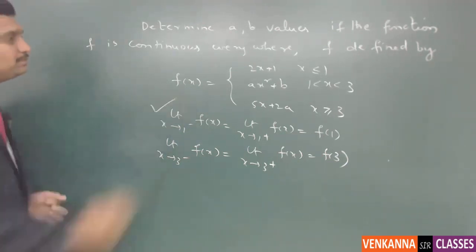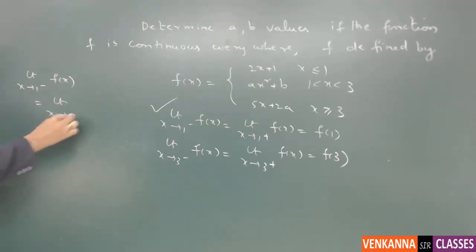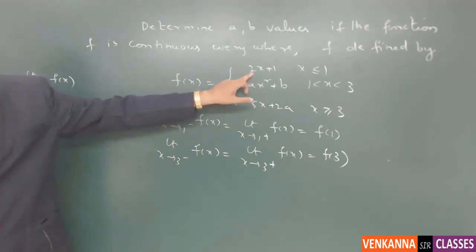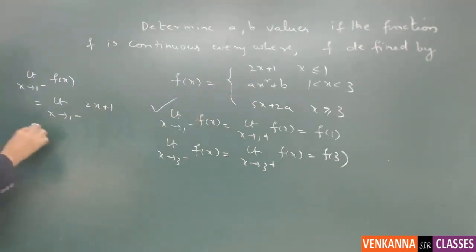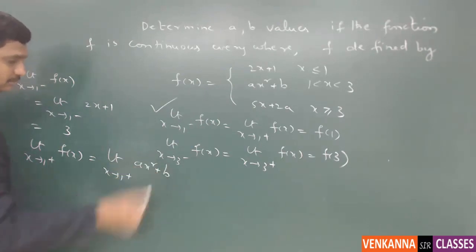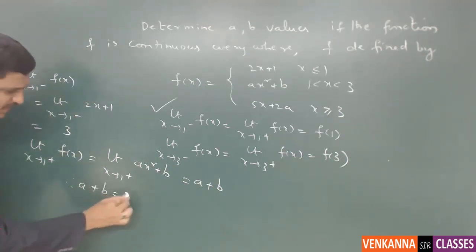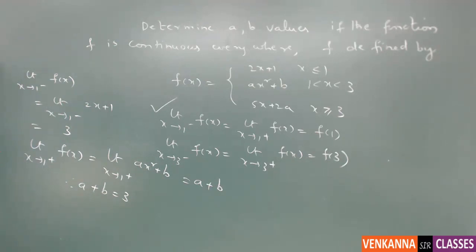So let us calculate this one. So if we calculate the left hand limit, limit x tends to 1 minus f of x, it is equal to limit x tends to 1 minus, you should take this one, because f of x is defined as 2x plus 1. This will be 3. Yes or no? So you calculate the right limit. So you should take this function. This will be a plus b. And if you equate these two, you will get a plus b is equal to 3. Accepted all.